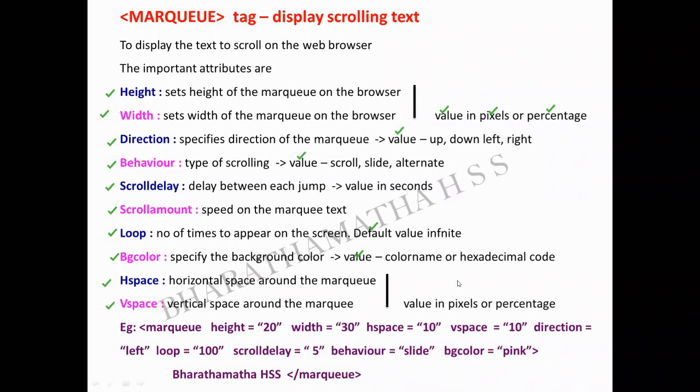Normally we give it in pixels, because only a small amount has to be given. So that is why we are giving it in pixels. Is it clear? So like this, you can go on to give the various attributes over here.